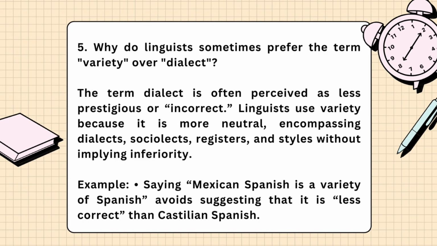5. Why do linguists sometimes prefer the term variety over dialect? Because dialect may sound inferior to standard language. Variety is more neutral and includes accents, registers, and regional forms without negative judgment.